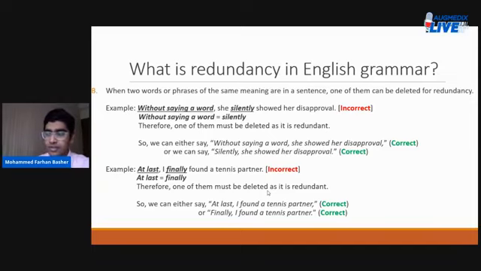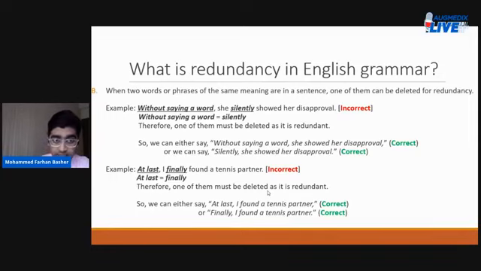All right. Take a look at the following example. At last, I finally found a tennis partner. Here as well, you can see the introductory phrase at last, and the adverb of opinion, finally, both have the same meaning. So you either go with at last or you go with finally. One of them must be deleted as it is redundant.